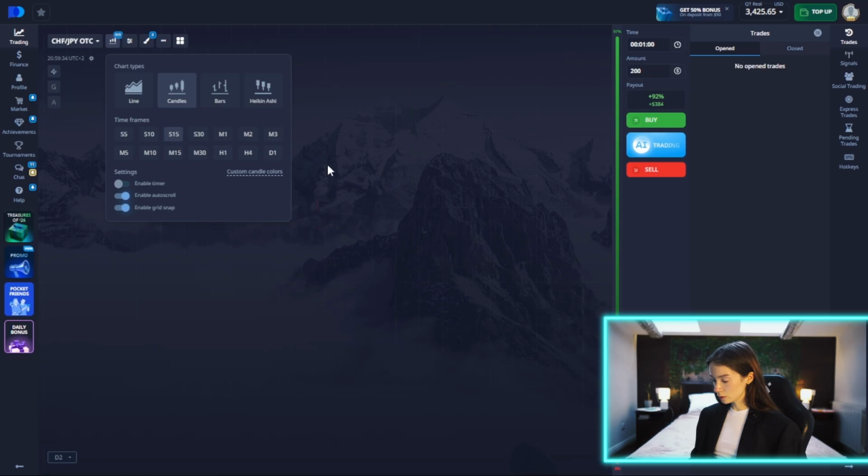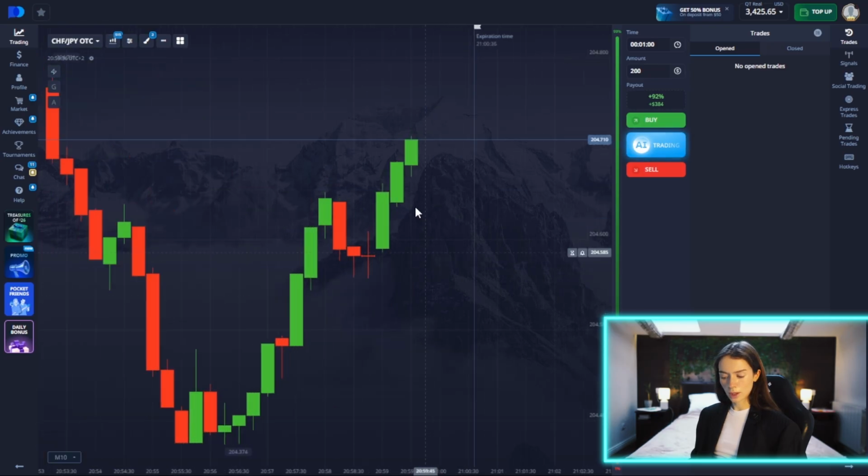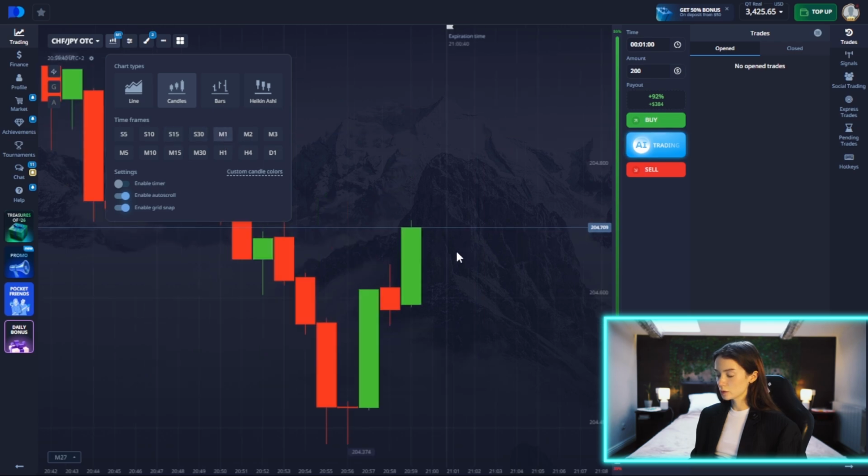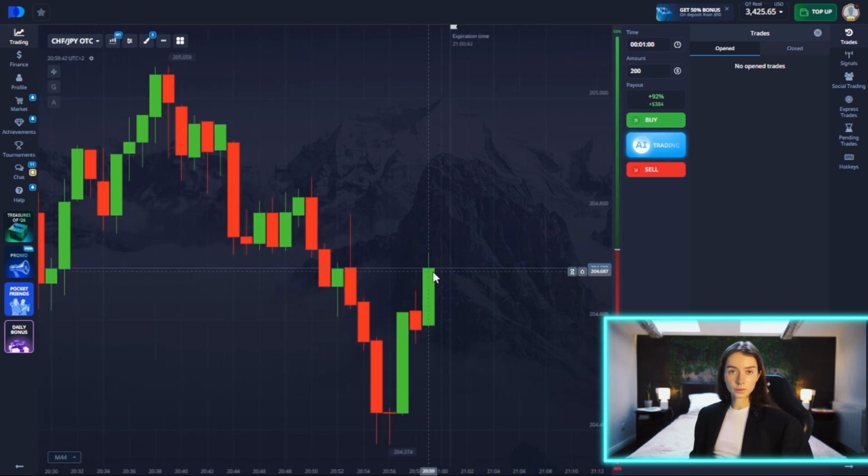Let's check the impulse. I opened the 1 second chart to understand the impulse. There is bullish impulse. So what do we do? We wait for a small pullback and enter a buy. If a second candle forms, I'll enter immediately.